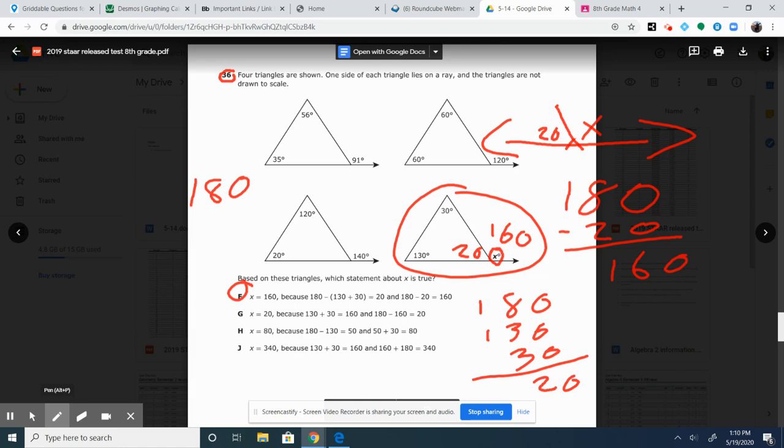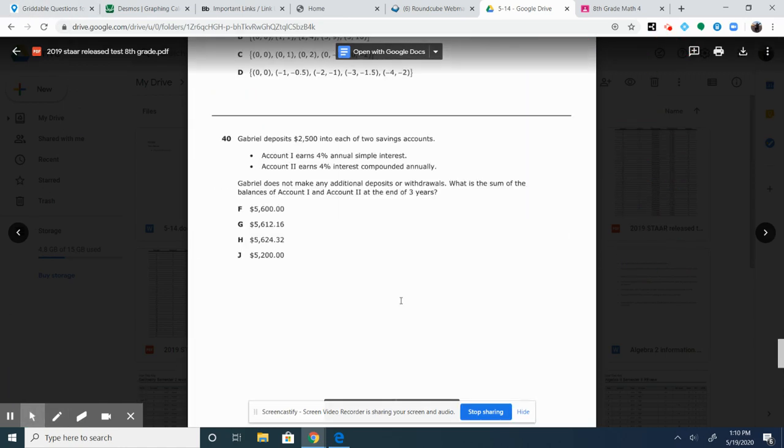The only answer that has that is F. And the rest of the answer says because 180 minus 130 plus 30 is equal to 20, and 180 minus 20 is 160, which is what we just did. Let's go ahead and move on towards number 38. So we're now going into number 38.